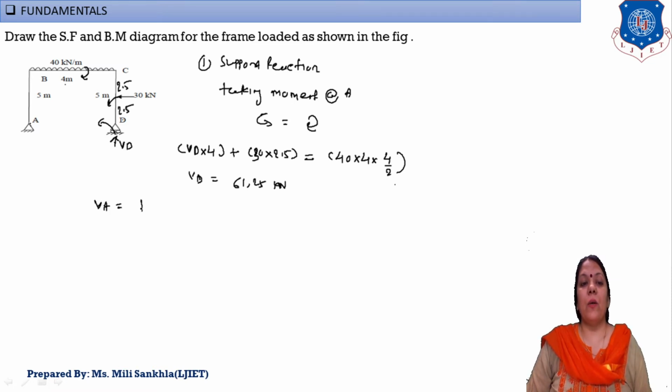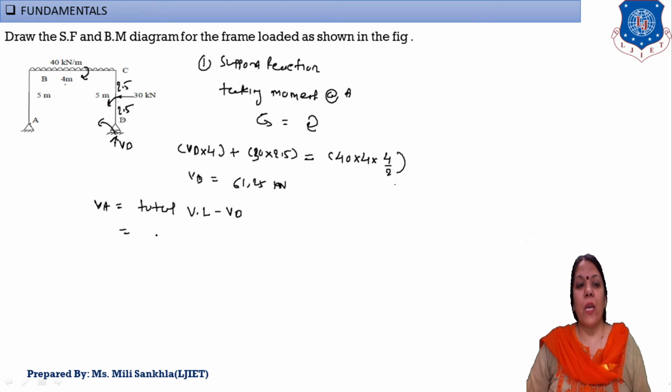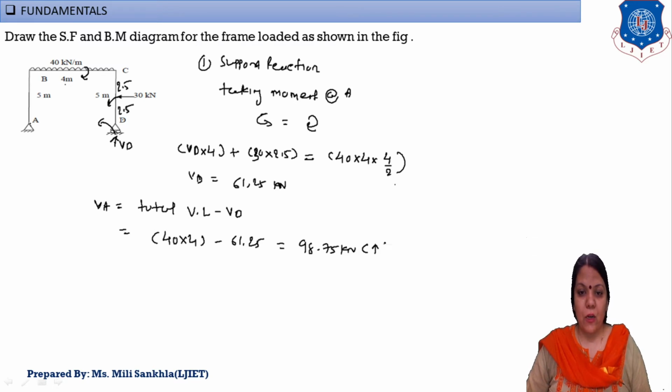Okay, now next we find out support reaction VA. Support reaction VA is equal to total vertical load minus VD. The total vertical load in this given frame is only the UDL, because the horizontal load 30 is our horizontal load. The load of UDL is load into distance. So write here 40 into 4 minus VD, which is 61.25. After solving, my answer for VA is equal to 98.75 kilonewton, and that is in up direction.